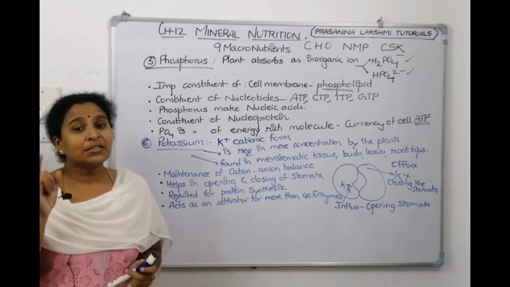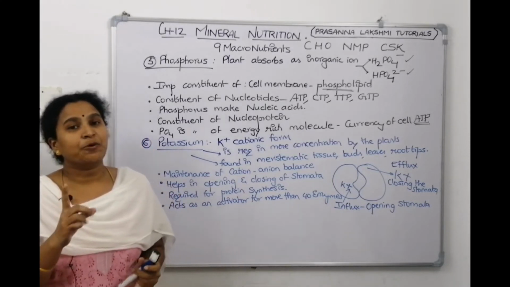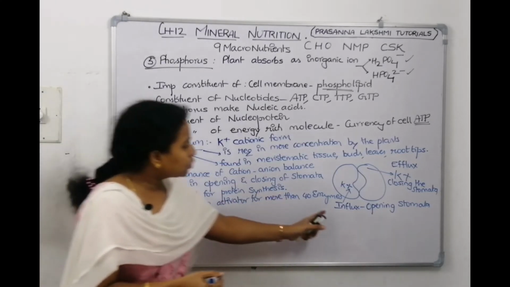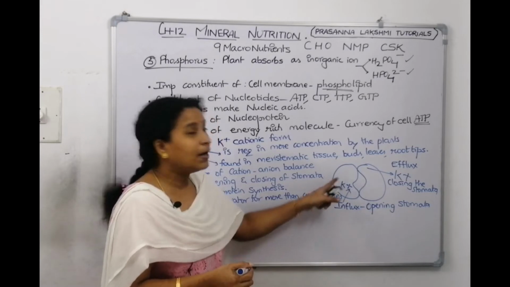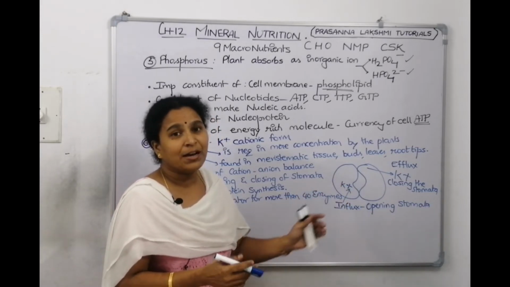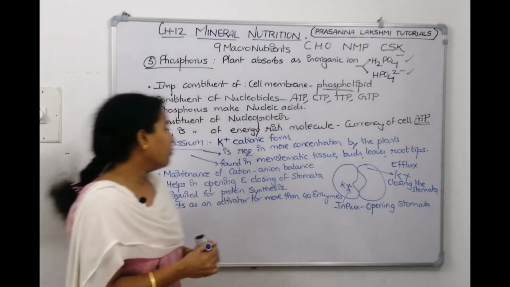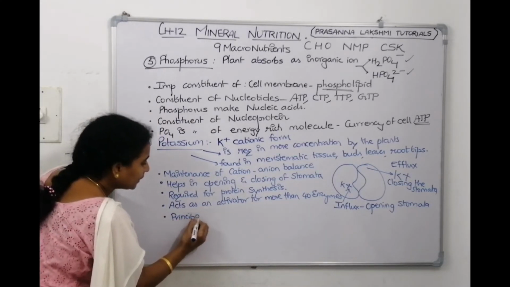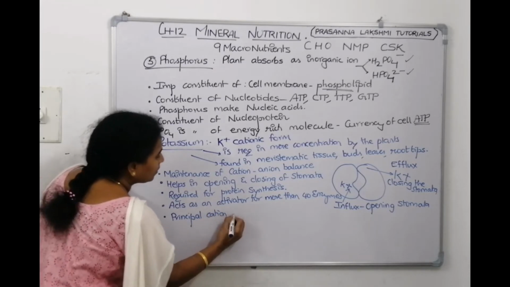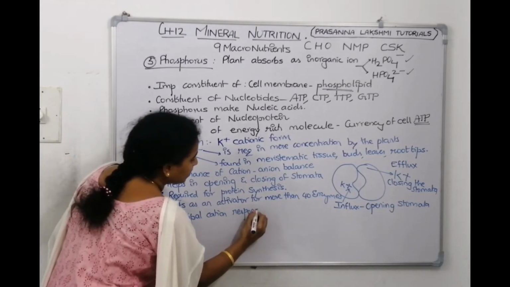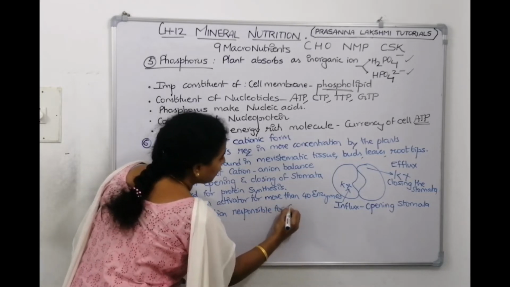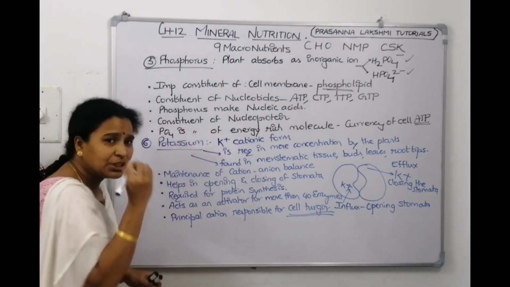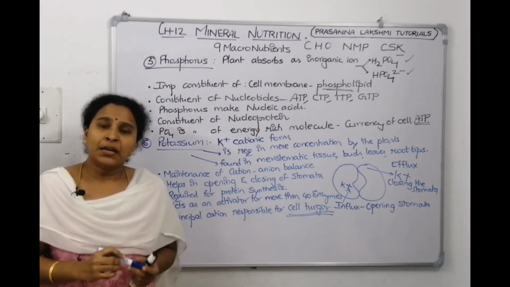So, K plus is a principal cation which is responsible for cell turgor, which is responsible for cell turgidity. Since solute came into the guard cell, water will follow. When water follows, the cell will swell, which is called turgidity. So, K plus, we can tell, is a principal cation responsible for cell turgor, responsible for cell turgidity.